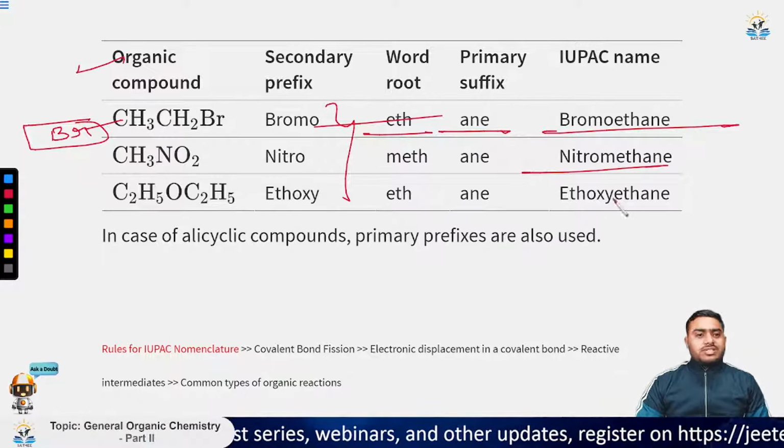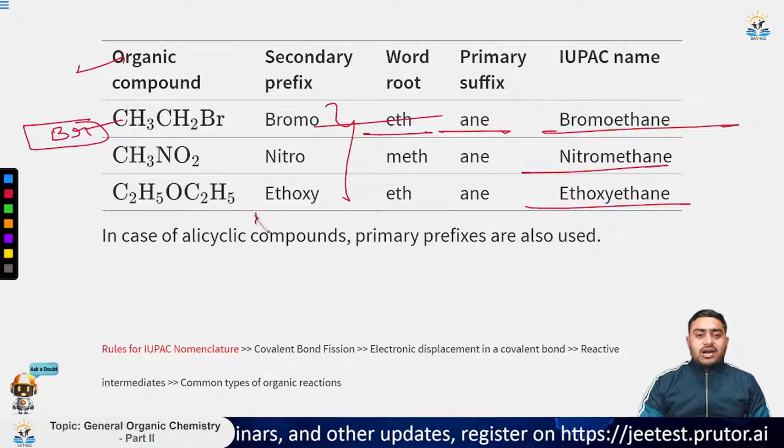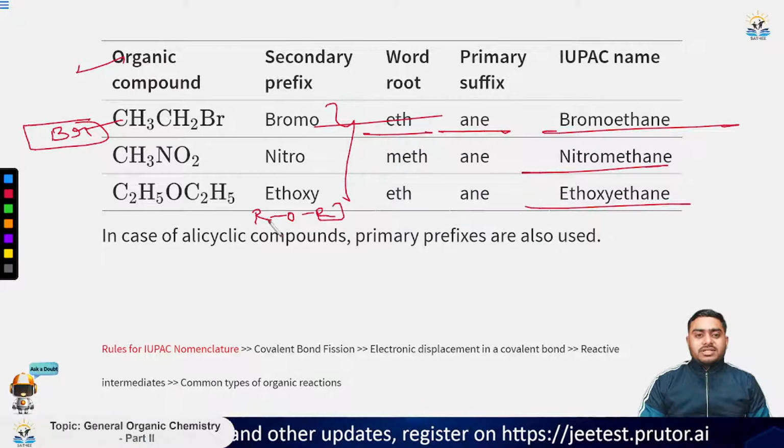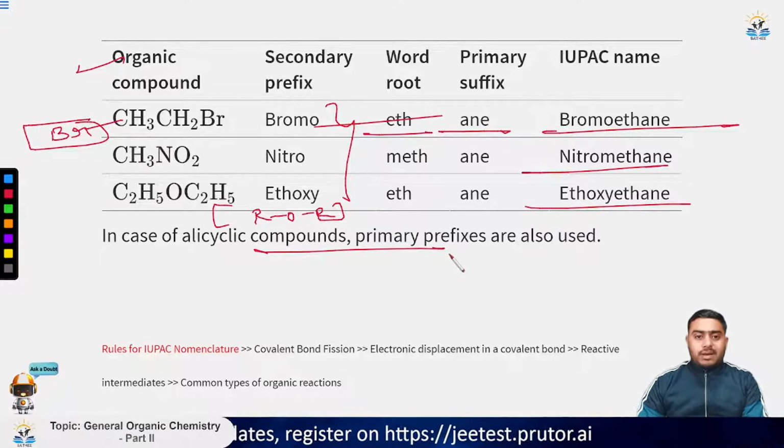Similarly, you can see nitromethane. Similarly, you can see ethoxyethane. This one is ether. This one is ether, ROR. In case of alicyclic compounds, primary prefix are also used.